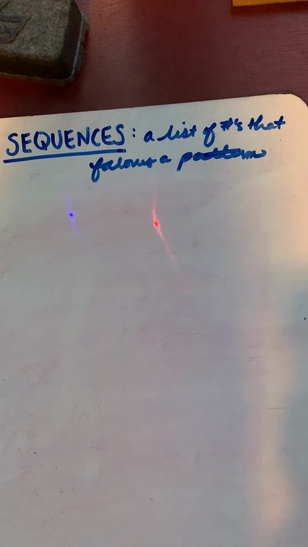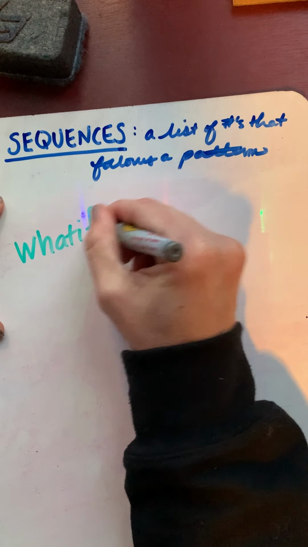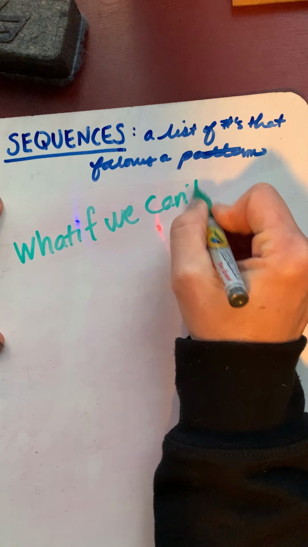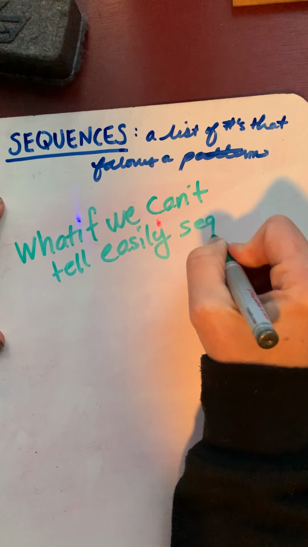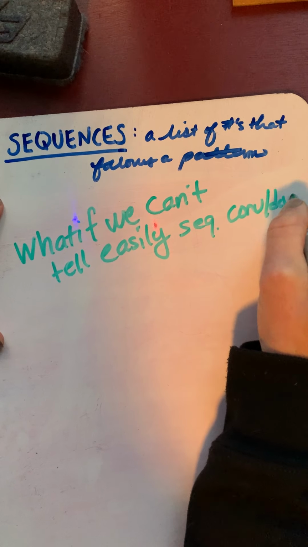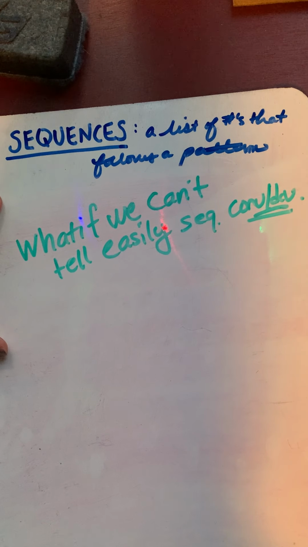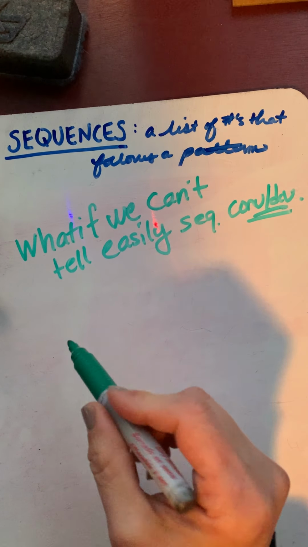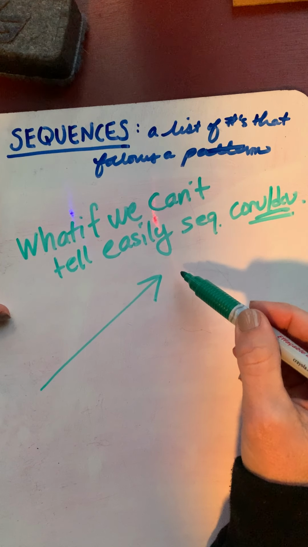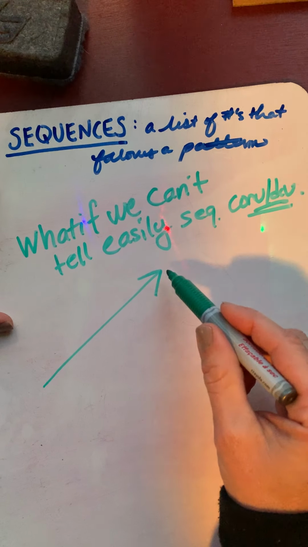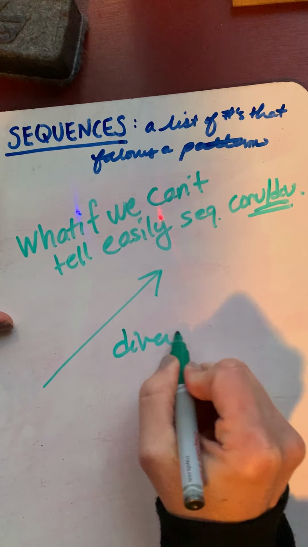But what if we don't know? What if we can't tell easily whether the sequence converges or not? Well, one thing we want to look at is that limit as n goes to infinity. What's happening to the function? Any function that's increasing is not going to give us a sequence that converges. Any function that's increasing in values is going to give us a sequence that diverges.